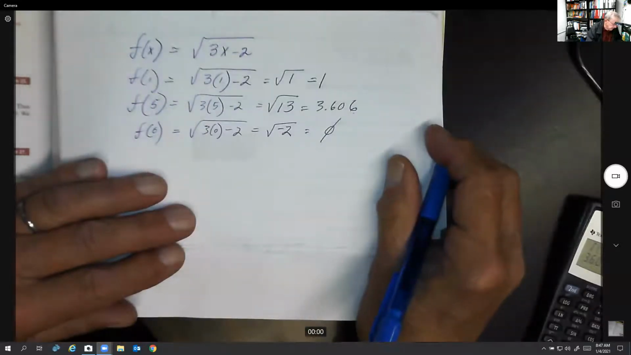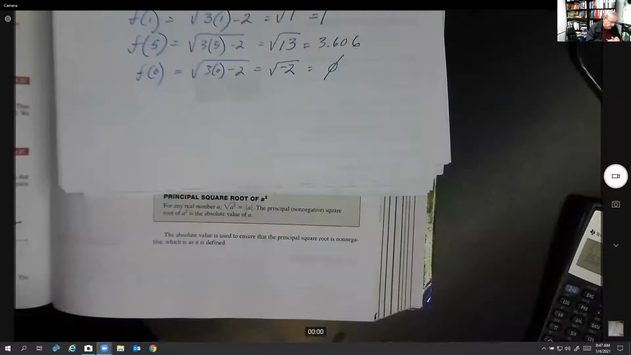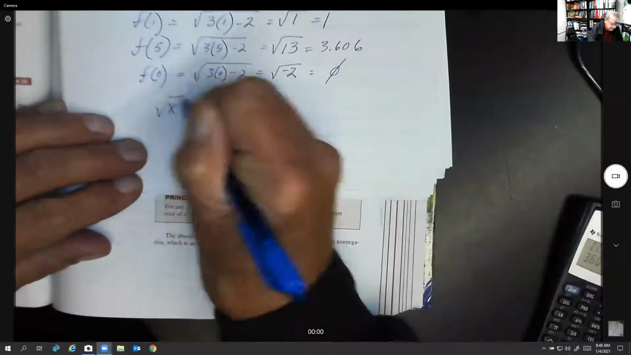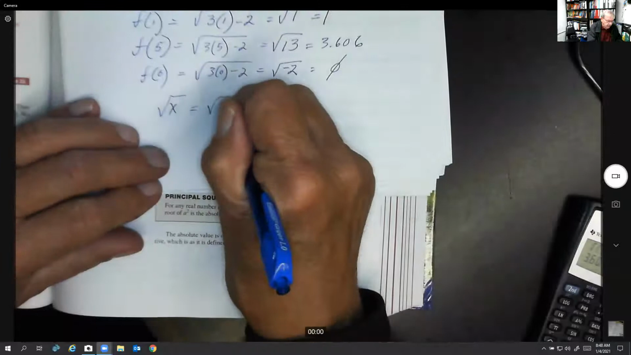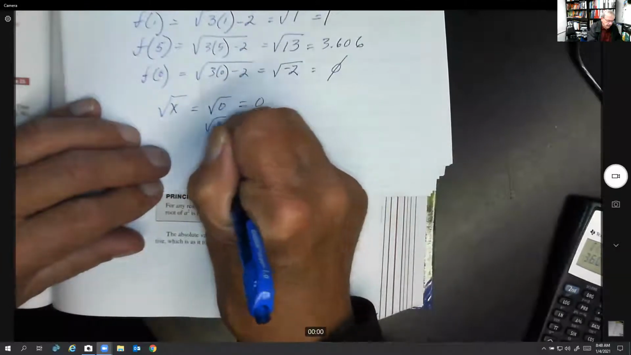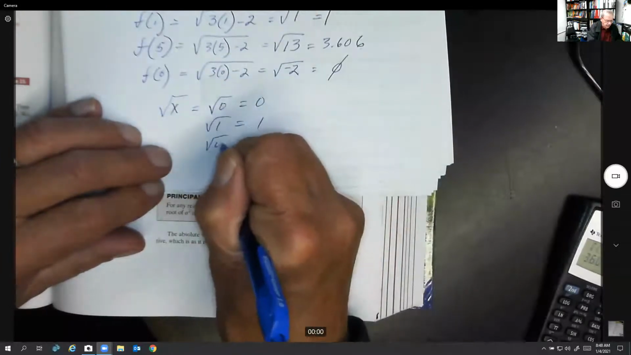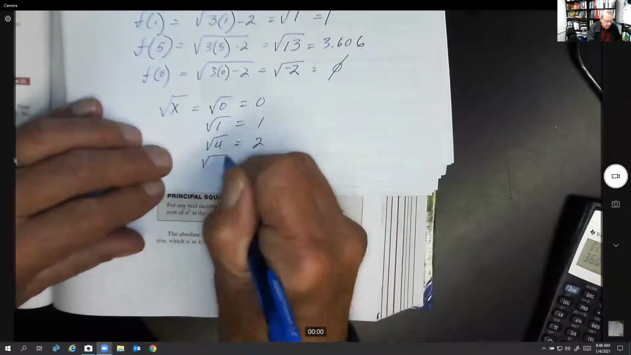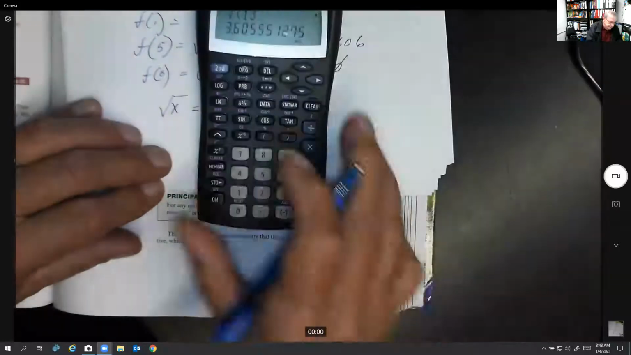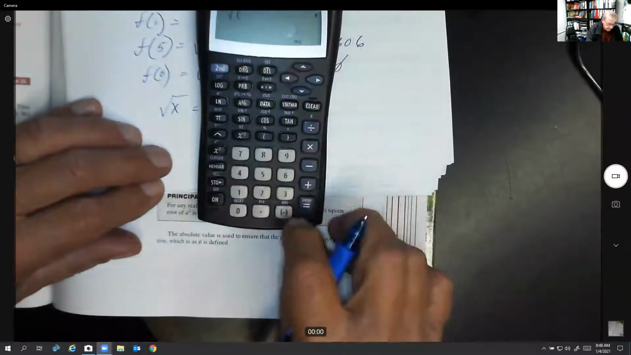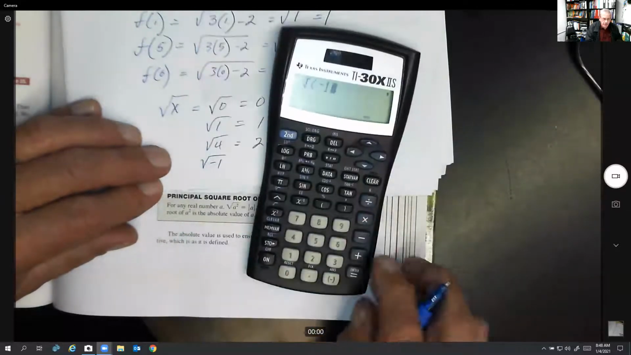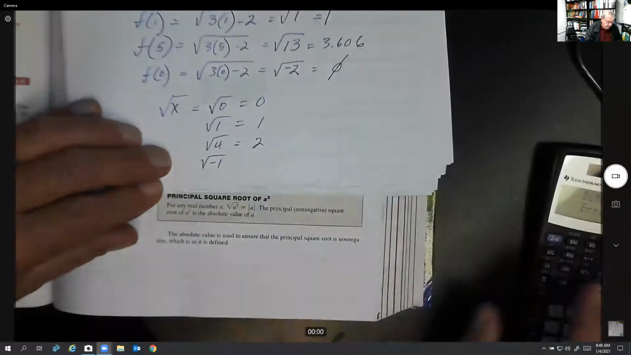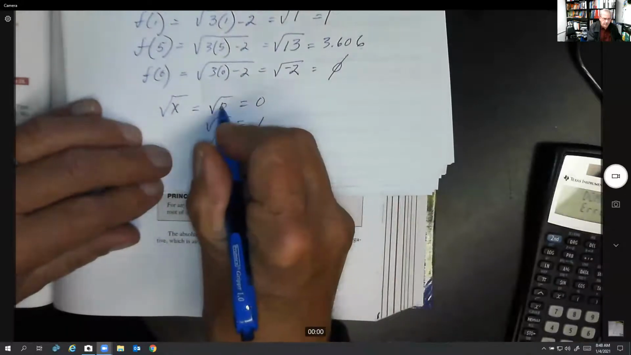Okay. The domain, well, let's look at the domain. Let's take the square root of x. The domain means all the numbers you can put in there. So we found out that we can put in a number like 0 and we can get 0. We can put in a number like 1, we can get 1. We can put in a 4 and get 2. But can we put in a negative 1? Put in a negative 1 and domain error. So the smallest number we can go down to is a 0.